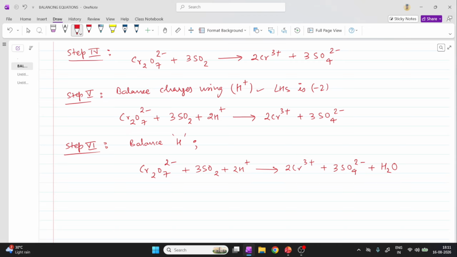Just check oxygen. On this side we have 7, 2 3s are 6, so 7 plus 6, 13. Whereas on this side I have O4, 4 3s are 12, and this one 13. Fine. So 13, 13. Both sides' oxygen is the same. That means now this equation is balanced.